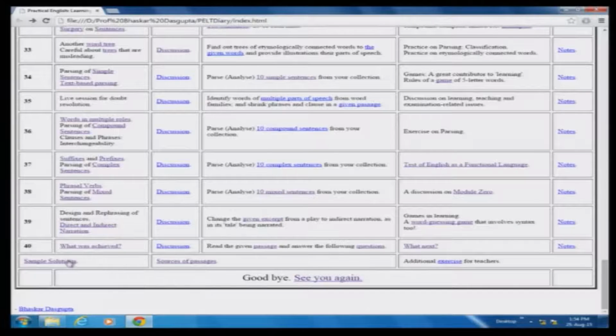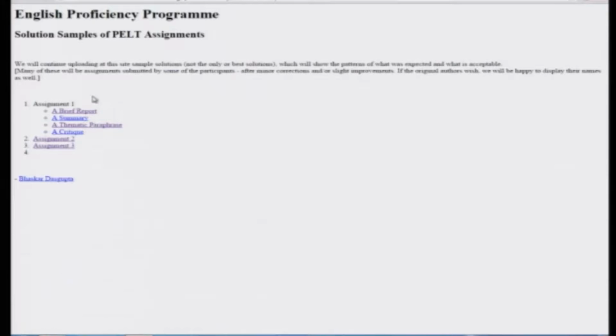Okay. So, at this site, we have started uploading some of the sample solutions, which we will extend with the remaining assignments also soon.